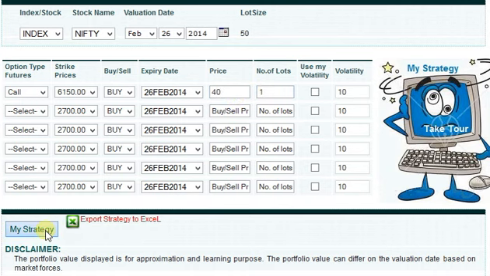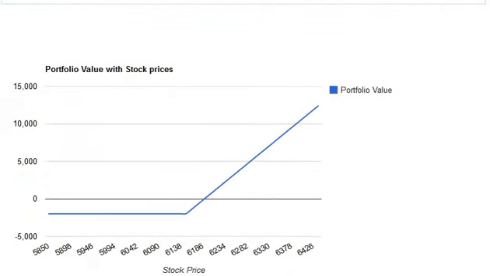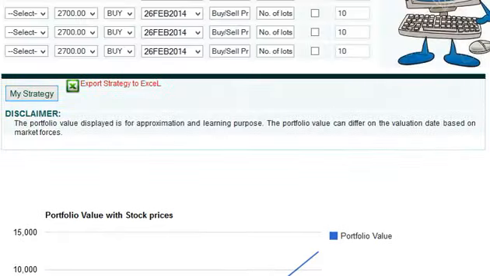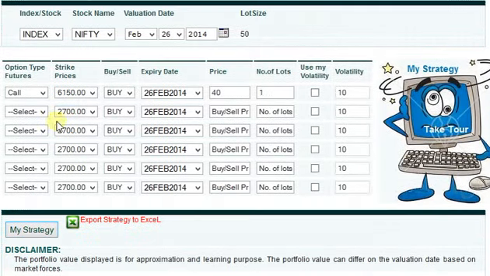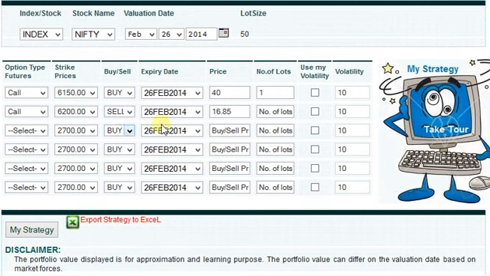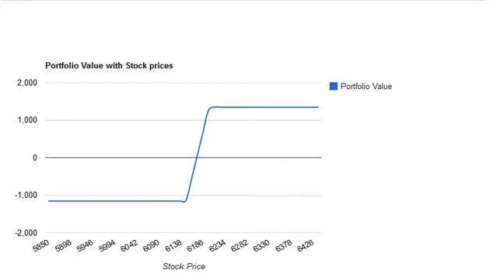I am going to click on my strategy button. So I can see my strategy would look something like this. So this says that I would be having a loss of around 2000 and after around 6190 I can expect some profit. So we can also try various other combinations like selling another call option. So what I can do is I can sell a call option at a strike price of 6200. I'm going to select a sell over here. I'm going to select one lot of it. I'm clicking on my strategy. So I can see I have taken a bull spread. So my strategy would look something like this.